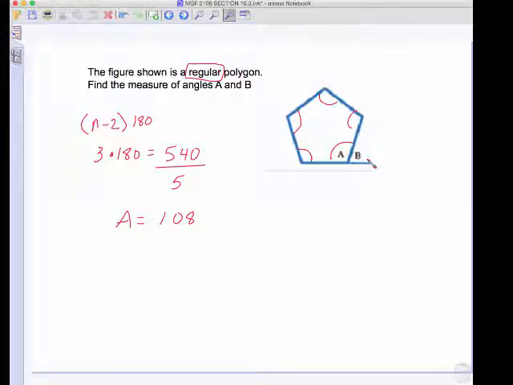But they also asked me to find angle B. Remember that whenever you have this situation where you have a straight line and you have this other line jutting out, you're making 2 angles side by side. If you have 2 angles side by side that make a straight line, that means those 2 angles add up to 180. So to find angle B, I just have to take 180 and subtract 108, which gives me 72 degrees.